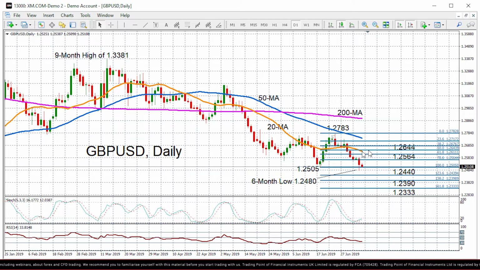But if we were to see a sustained uptrend in the pair, prices will need to break above the June top of 1.2783. In the medium term, though, Pound Dollar remains very much stuck in a bearish phase.